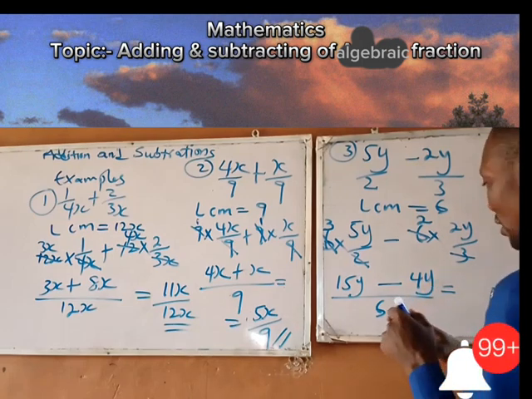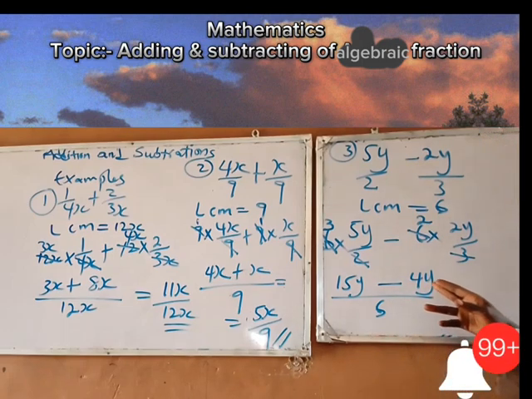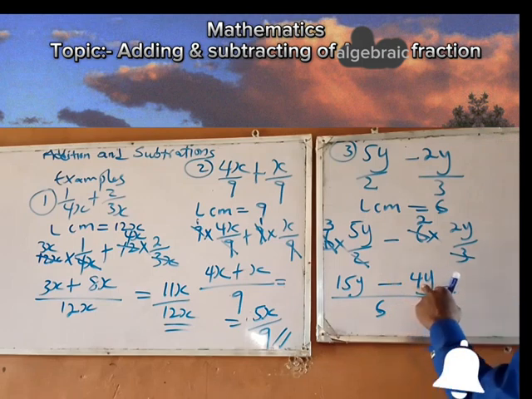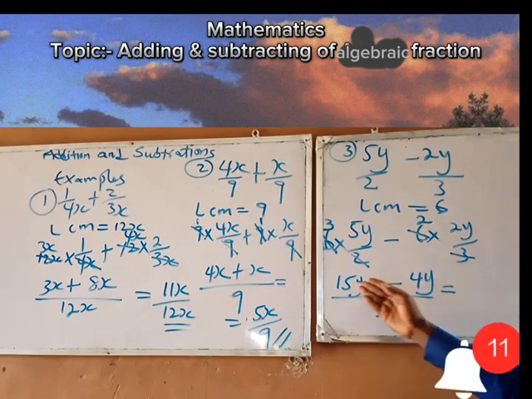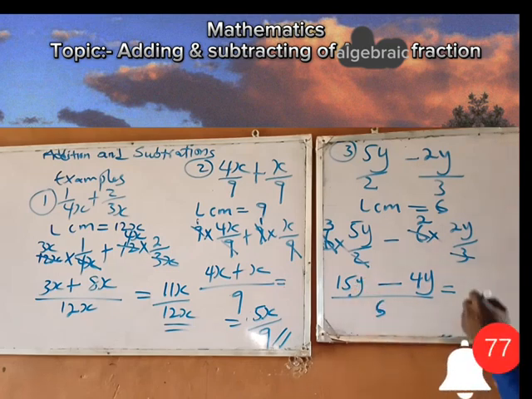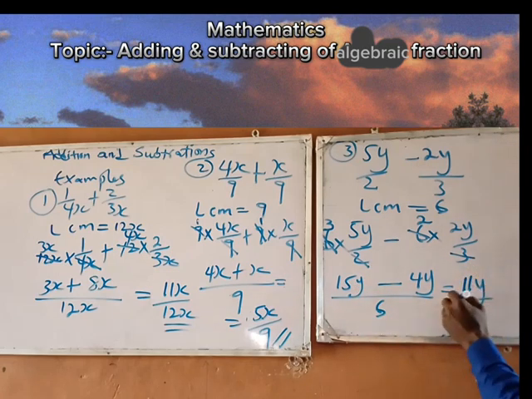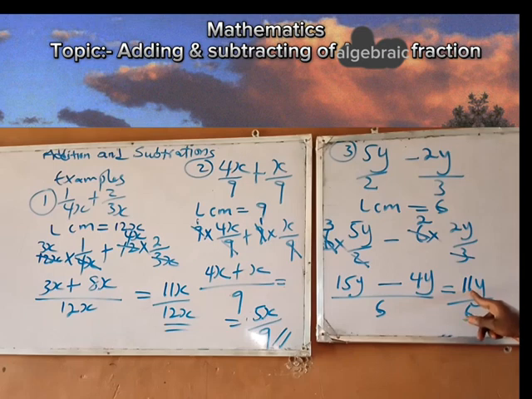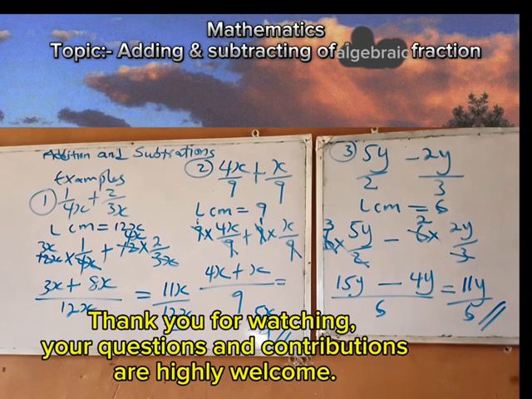So 4y and 15y are like terms, so I can subtract them. 4y subtracted from 15y, we have 11y over 6. Now, despite that 6 is less than 11, you cannot divide because 6 and 11y are not like terms. So your final answer is going to be 11y over 6.